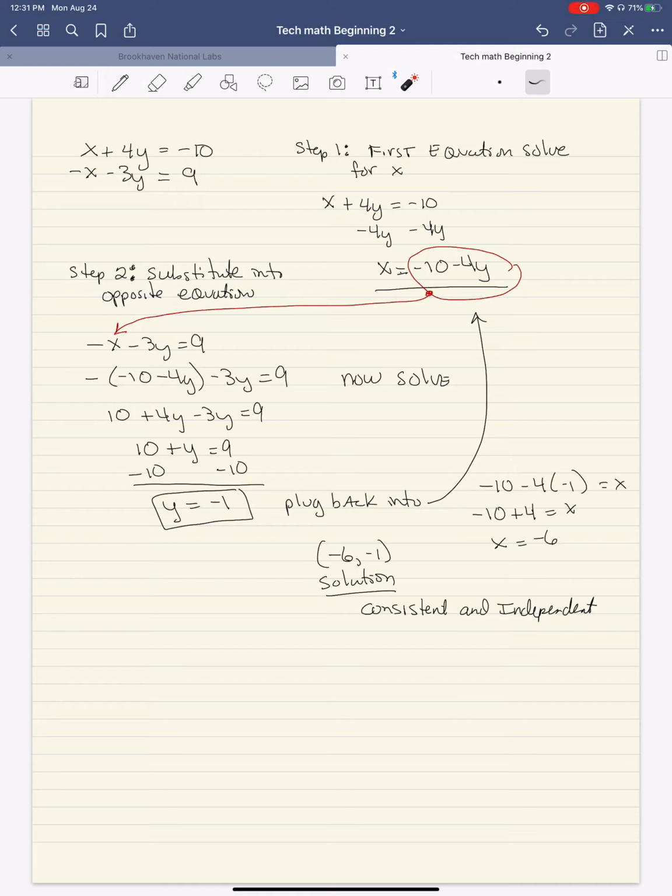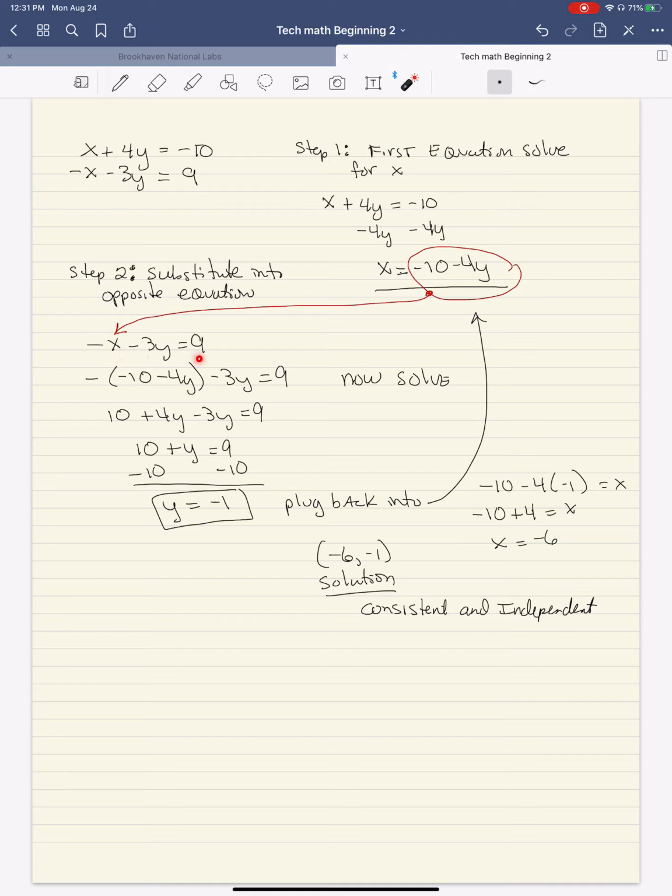So I rewrote it over here. x plus 4y equals minus 10. Subtract 4y from both sides, and I end up with x equals minus 10 minus 4y. It doesn't matter which way you write this here because you're just going to substitute it. So since I solved the first equation, this answer here for x needs to get substituted into the second equation.